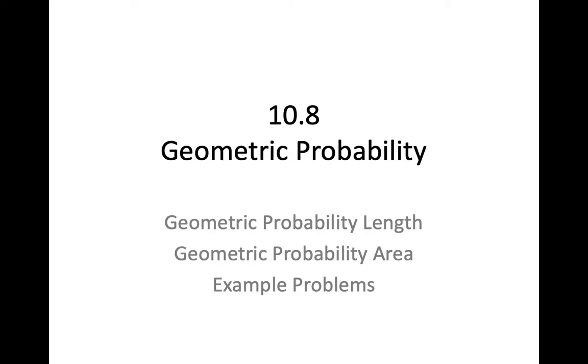Today's lesson 10.8 is on geometric probability. We're going to start by looking at geometric probability on a line, so for length. Then we're going to look at geometric probability for an area. And then finally we'll do a bunch of example problems of both kinds.